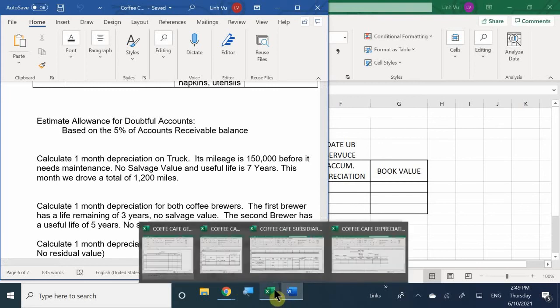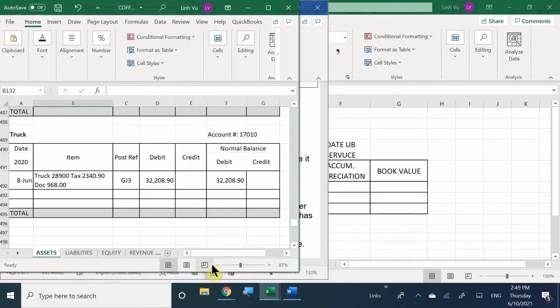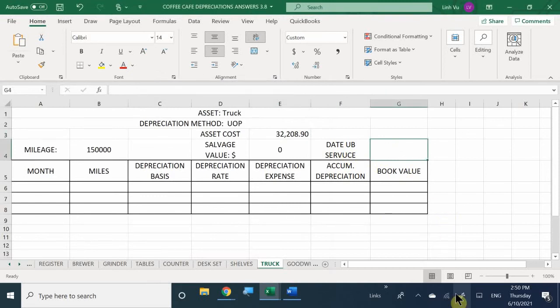The 8th of June. Correct, the 8th of June. So therefore, when do I start depreciating it? The 1st of June. So in this case, do we need to calculate the depreciation for the month of June?